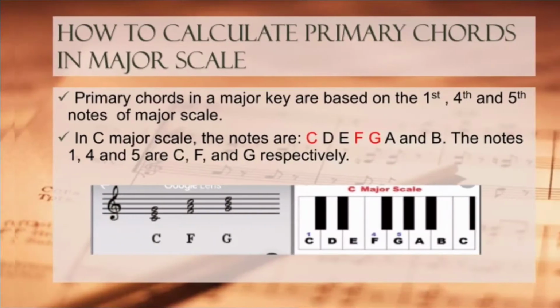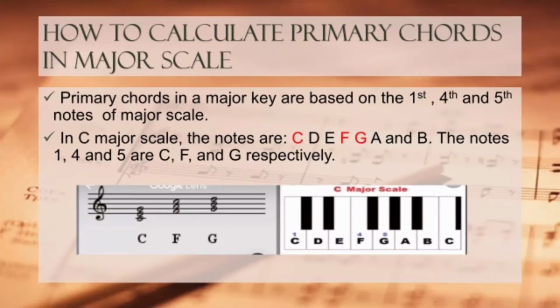Now let's proceed on how to calculate primary chords in a major scale. Primary chords in a major key are based on the first, fourth, and fifth notes of the major scale. Let's take for example the C major scale, whose notes are C, D, E, F, G, A, and B. The notes 1, 4, and 5 there are C, F, and G respectively. To better understand how to calculate the primary chords in a major scale, let's watch this video.